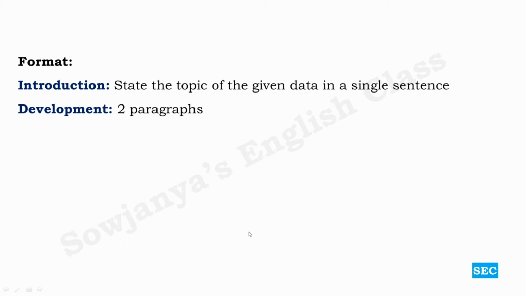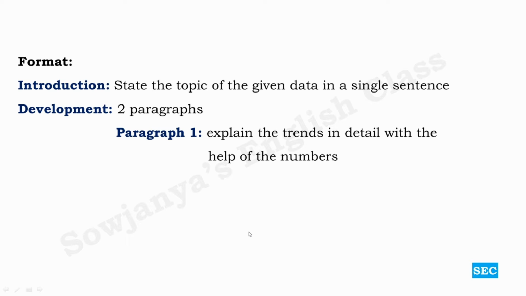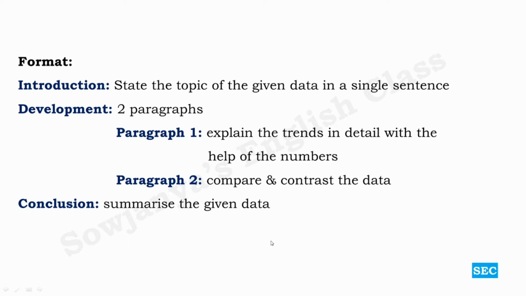And then development consists of two paragraphs. See to it that you divide it into two paragraphs. Paragraph 1: explain the trends in detail with the help of the numbers. What is happening with the given numbers, you are going to present those trends, whether increasing, decreasing, no change at all, and so on. And then paragraph 2: compare and contrast the given data. And then conclusion: just summarize the given data. That's it. Overall sort of sentences you will write there.